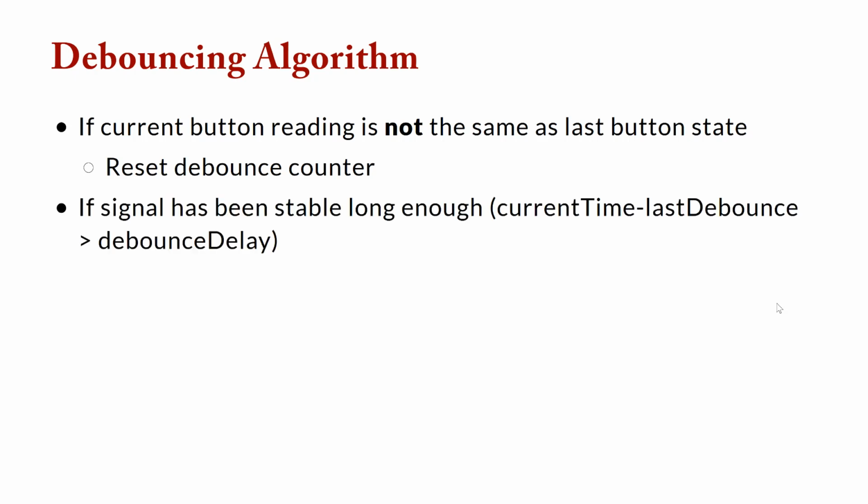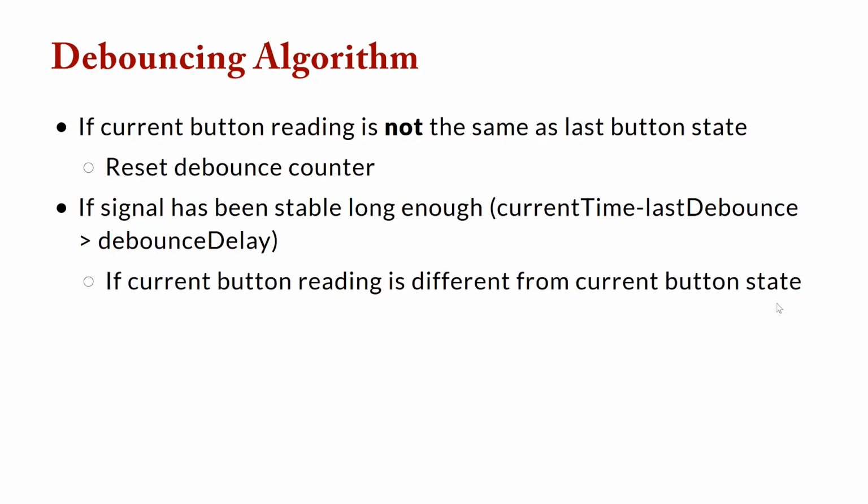Then we check to see if the signal has been stable long enough. Now, long enough is a thing that we measure in these circuits. We usually say about 50 milliseconds is the time that the debounce should take. So if the time since the last time you saw a bounce is greater than this 50 milliseconds, then we can presume that the signal is stable and we could actually investigate it.